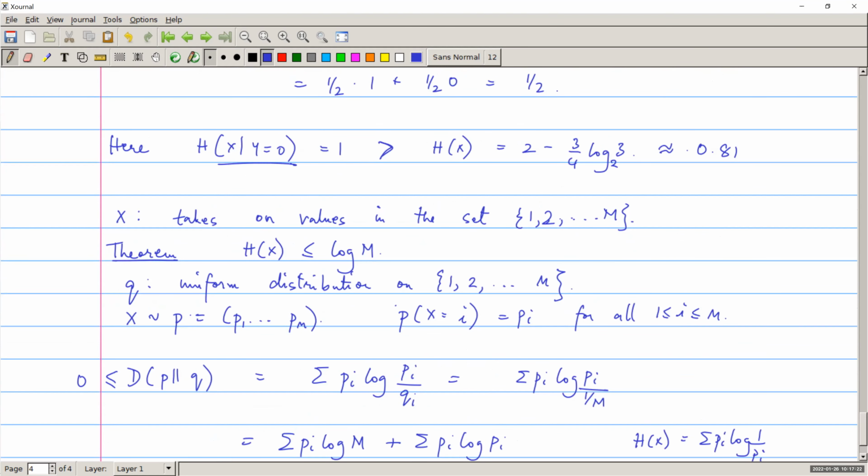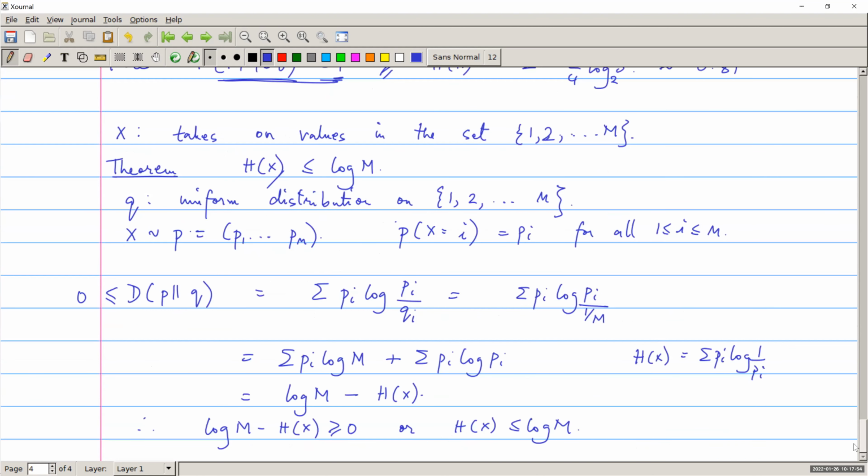X is binary, so the entropy of x has to be less than or equal to log of 2, which is 1. So the moment I got this conditional entropy to be equal to 1, I know it is greater than or equal to H of x, because x is binary, H of x has to be less than or equal to log 2, which is 1. So any questions?